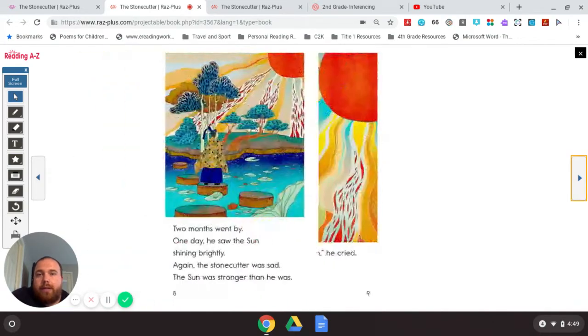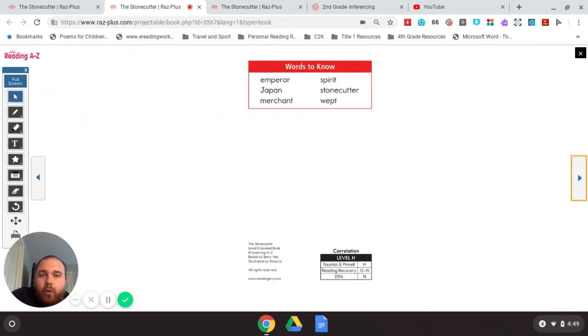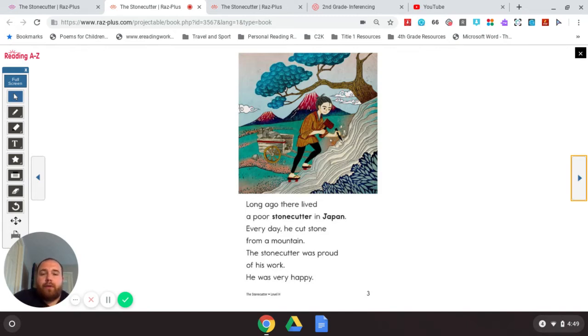All right, so the beginning of our story. The story is called The Stonecutter. It's retold by Betty Yee and illustrated by Koa Lee. And words to know are all those words we just went over. Long ago, there lived a poor stonecutter in Japan. Every day he cut stone from a mountain. The stonecutter was proud of his work. He was very happy.